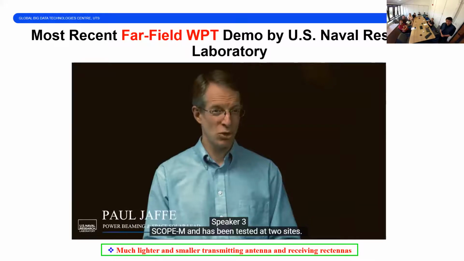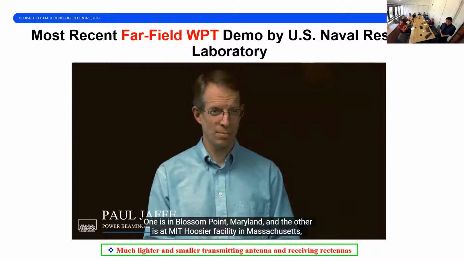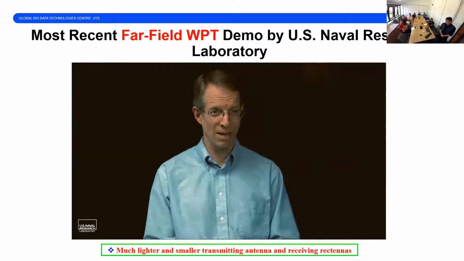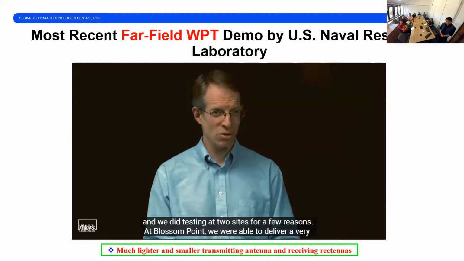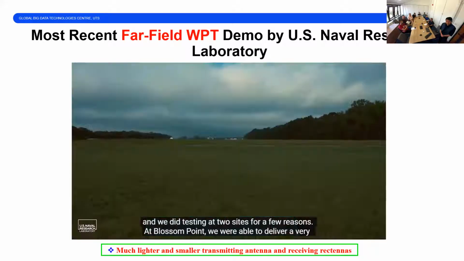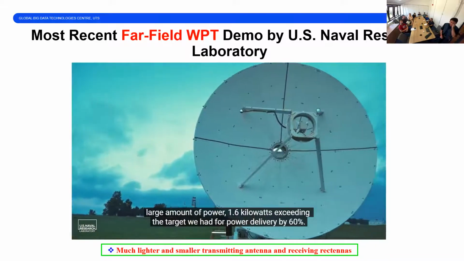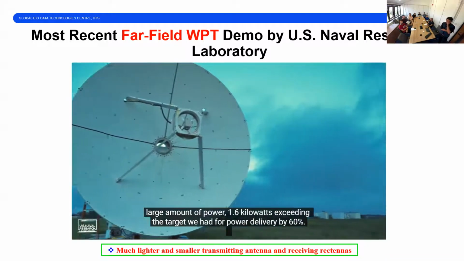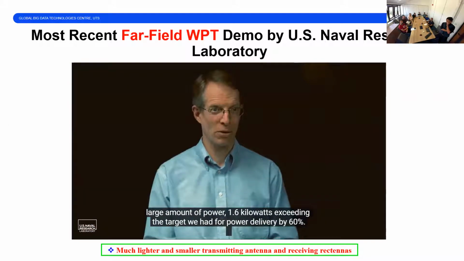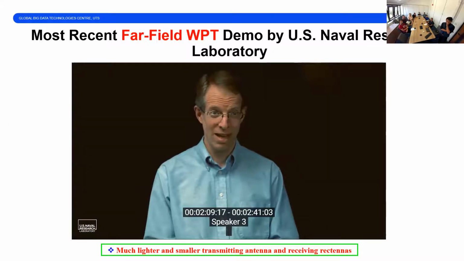SCOPEM has been tested at 2 sites. One is in Blossom Point, Maryland, and the other is at MIT's Haystack facility in Massachusetts. And we did testing at 2 sites for a few reasons. At Blossom Point, we were able to deliver a very large amount of power, 1.6 kilowatts, exceeding the target we had for power delivery by 60%.